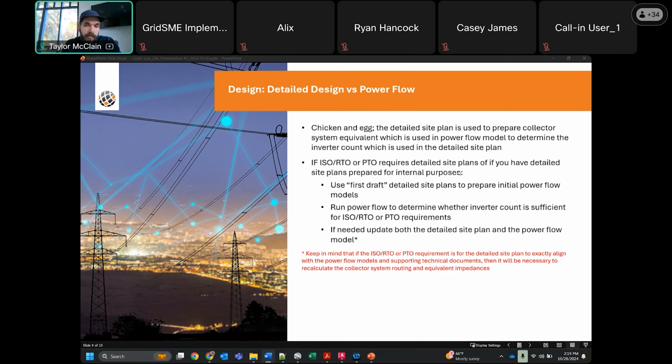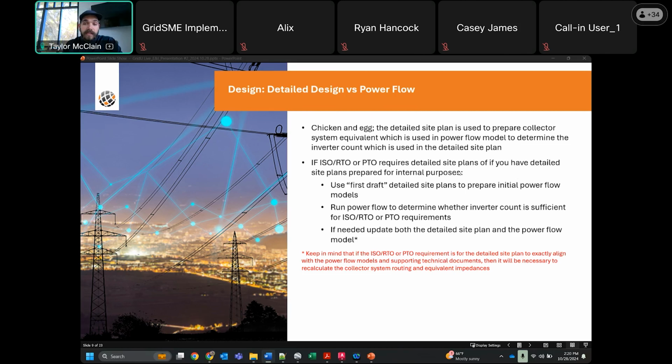The consultant can then prepare a pretty exact equivalent collector system given your detailed site plan. They can get some really nice impedance values that are close to the final design, go ahead and run that power flow, and then report back and say the inverter count was good or the inverter count wasn't. In most cases, we do find that additional inverters are needed. Sometimes it might be the case that fewer inverters could do the trick as well. And so at that point, it's up to the developer and the consultant to work together and decide what the next step to move forward is.